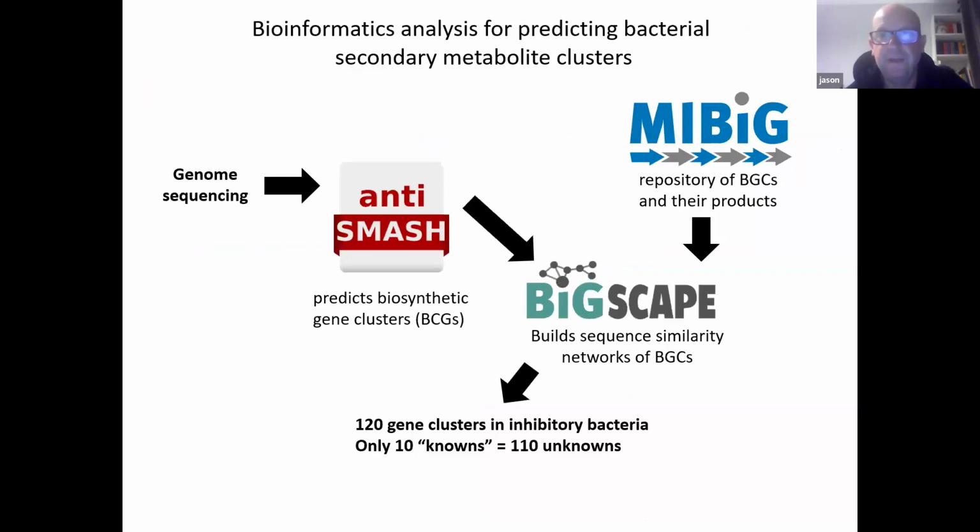So then we entered the sphere of bacterial secondary metabolite predictions, and our student has generated a really nice pipeline using available resources that are out there, plus some new tools. And he was able, from his particular mini collection of 39 strains, to identify 120 putative gene clusters for secondary metabolites in the inhibitory bacteria, only 10 of which were known. So it meant that even from that quite small collection of strains, we have something in the region of 110 unknown secondary metabolites potentially being produced by those bacteria, some of which could be antifungal.